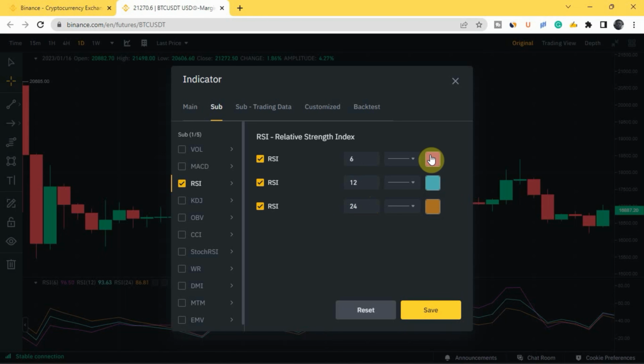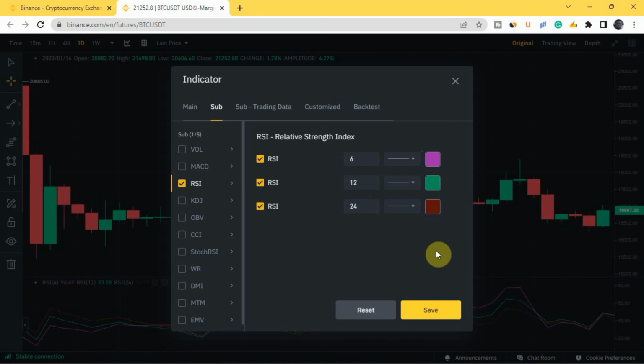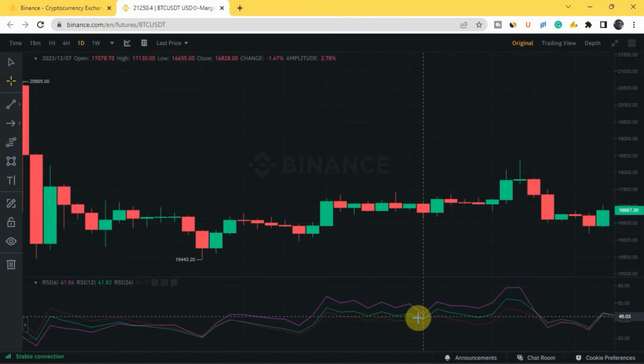So once you've picked that, you've seen the colors, so this is purple, let me change it to green, and let's change this to red, so we can easily separate them, and then tap on save. So now the RSI indicator is the indicator at the bottom side of the screen.